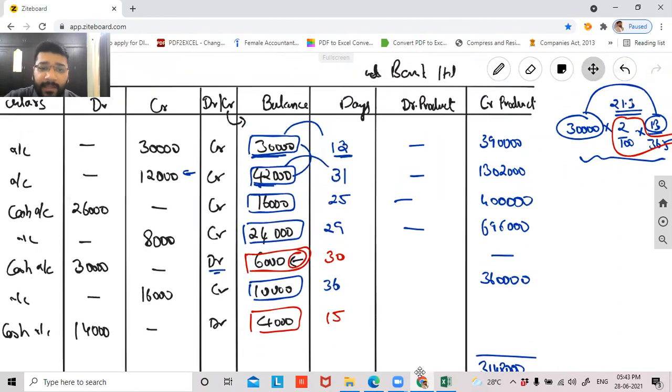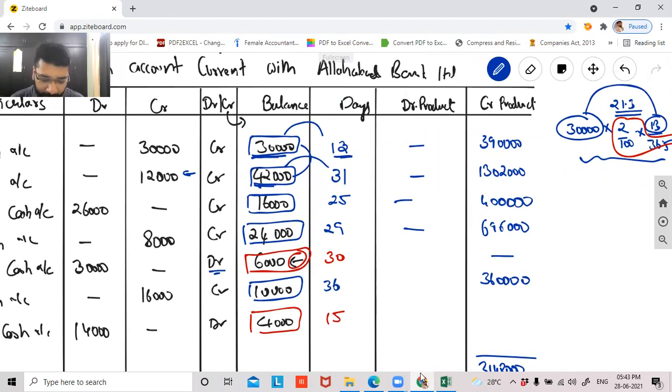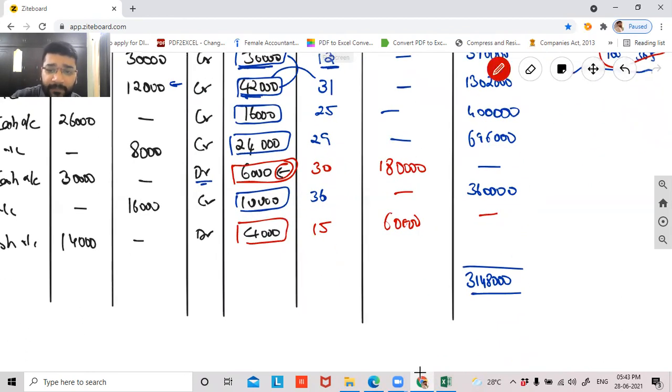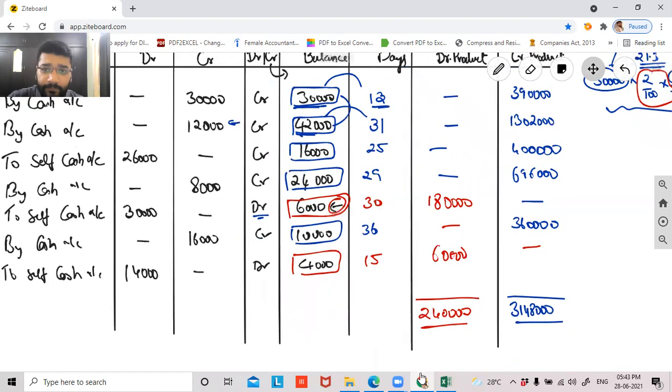Now come to the debit balance items, guys. Debit balance 6,000 into 30, M plus, 1,80,000 rupees. Next, 4,000 into 15, M plus, 60,000 rupees. MRC is 2,40,000 rupees, guys. Tell me, guys, till this, do you have any problem? No, sir.